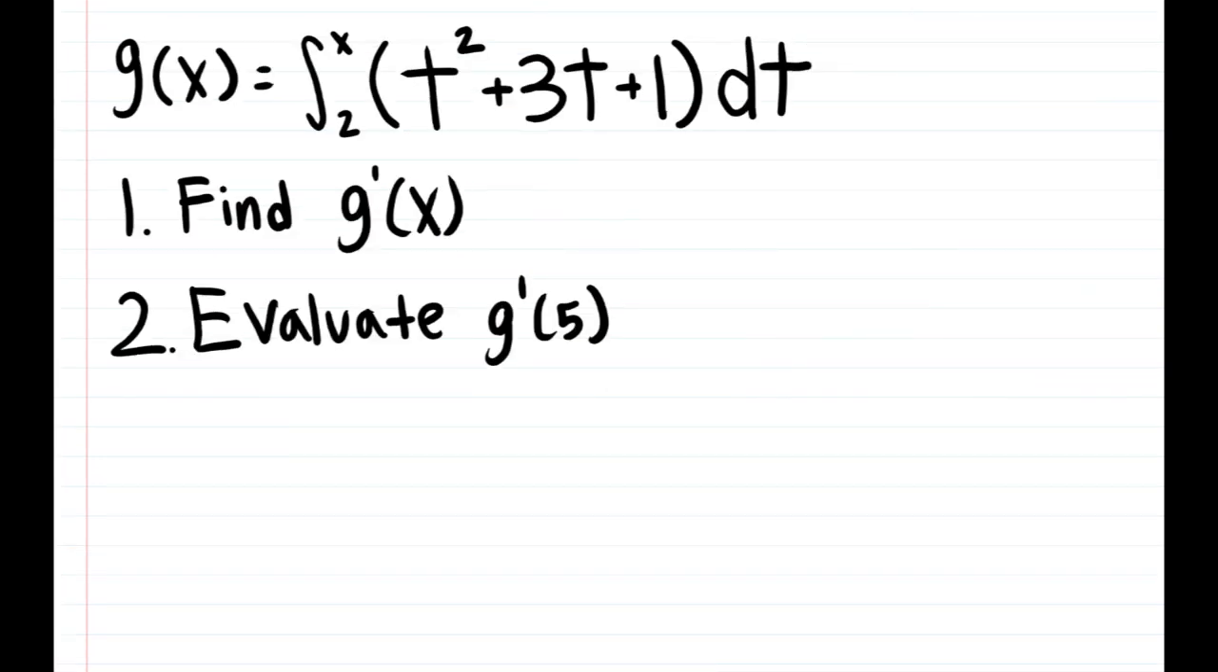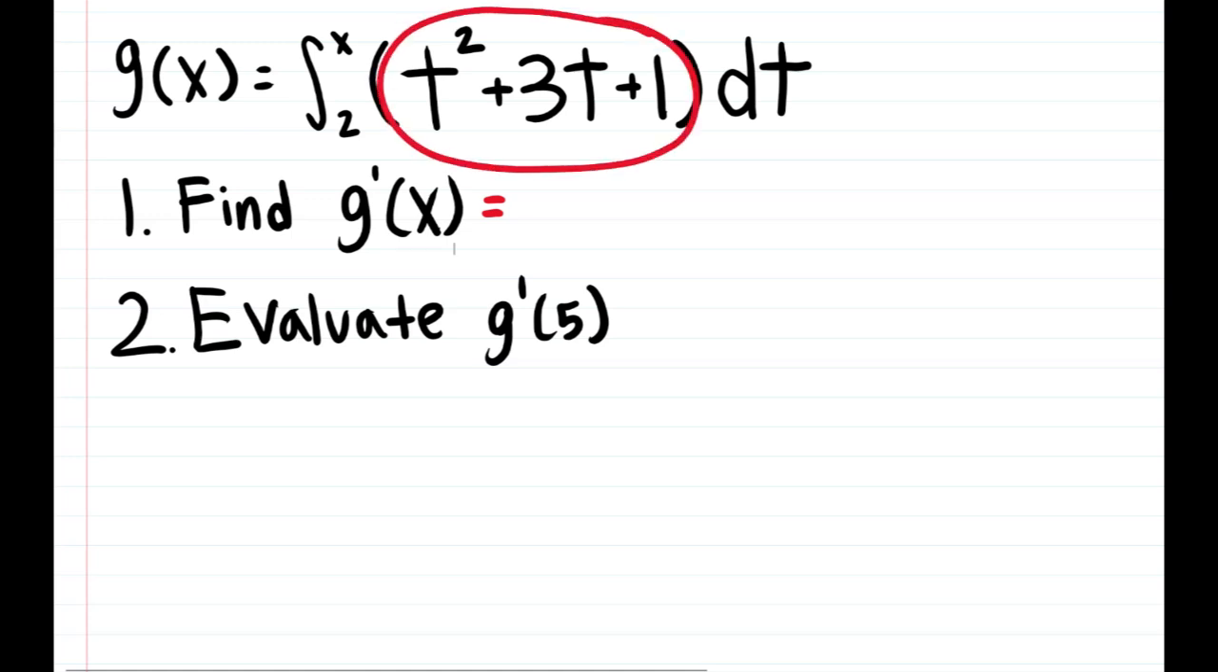Our question reads, g of x is equal to the integral from 2 to x of t squared plus 3t plus 1 dt. Find g prime of x. Well, this is a really simple question if we know the second fundamental theorem of calculus. The answer is the expression inside the integral evaluated at x instead of t. So our answer would be x squared plus 3x plus 1.